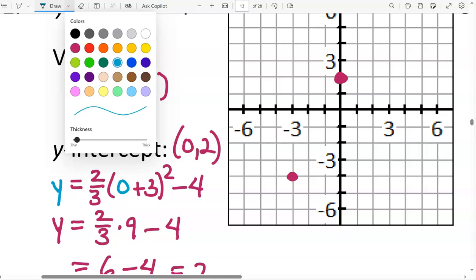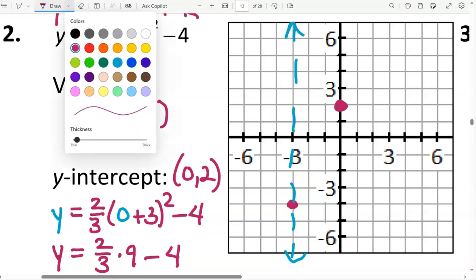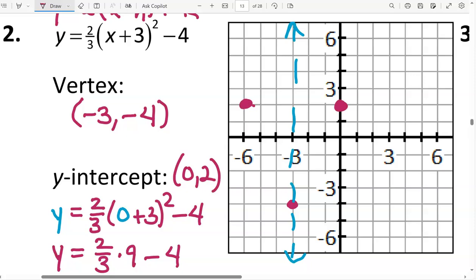Let's plot the axis of symmetry, which will go directly through the vertex and will be a vertical line. And using symmetry, the y-intercept has a reflection on the other side of that axis that will give us the 3 points that we are looking for to provide a fairly accurate graph of this parabola.